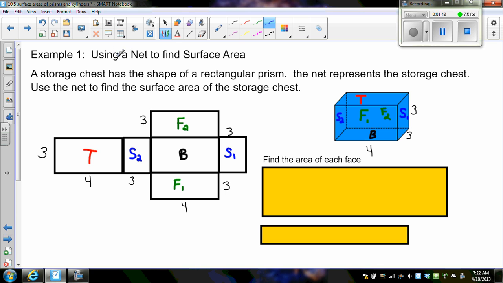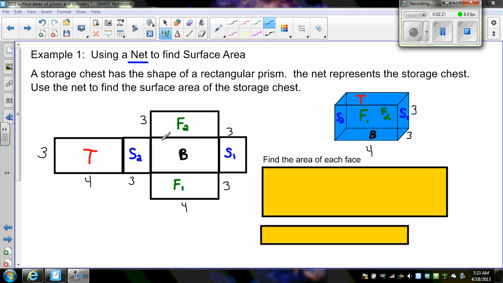So first problem is using a net to find surface area. If you had a storage chest that has the shape of a rectangular prism, the net represents the storage chest. So in this case, we're going to use the net to find the surface area of the storage chest. I've added some labels to the shape: the chest has a length of 4, a depth of 3, and a height of 3.